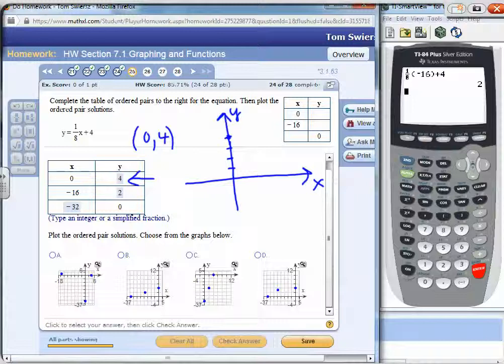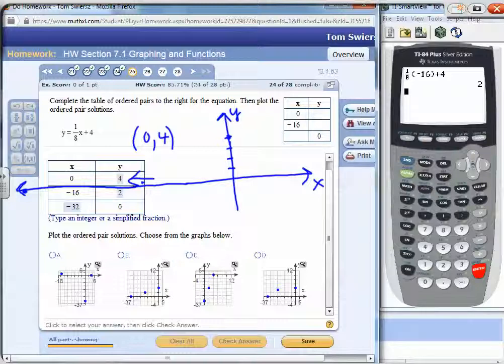Then negative 16. So we go way over to a negative 16, and we go up 2, so it would be about right there. And then a negative 32, 0 would be all the way this way, and negative 32 would be somewhere in there. So again, we have a negative 32, 0, and negative 16 would be about right there, and that would be a positive 2. And then 0, 4 would be what? 2, 4, 6, 8, 10, 12, increments of 2, so that corresponds to 0, 4.